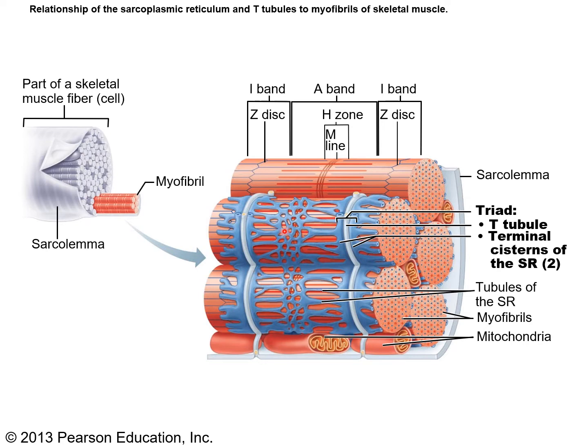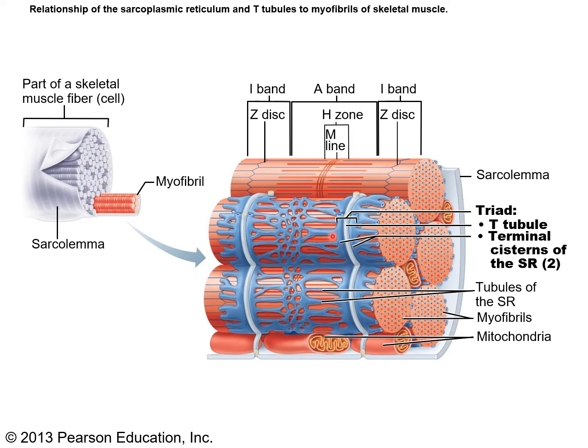Next to the T-tubules, right on top of our myofibrils, we have this blue-like web sheath right here, and that is known as the sarcoplasmic reticulum, or SR for short. The sarcoplasmic reticulum is pretty important because this is where we are going to store our calcium ions, and calcium ions are pretty important for your muscles to contract.